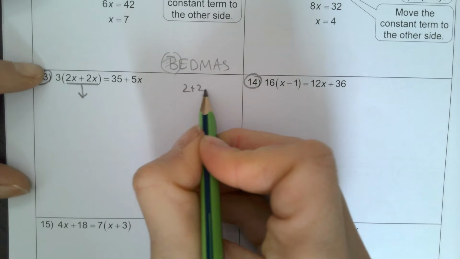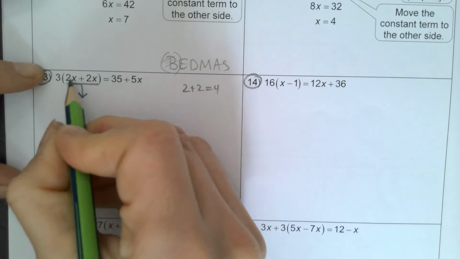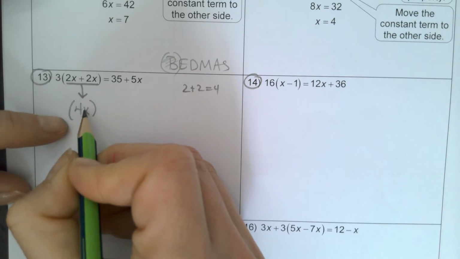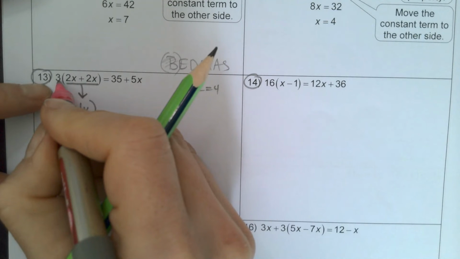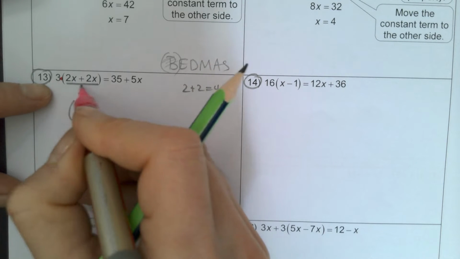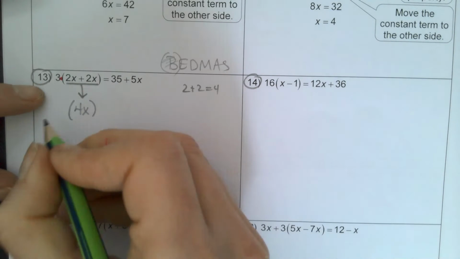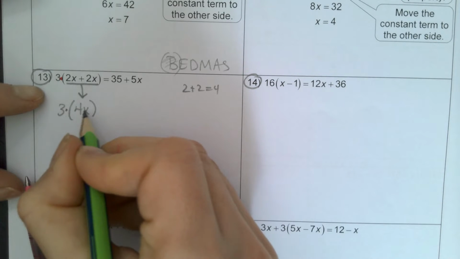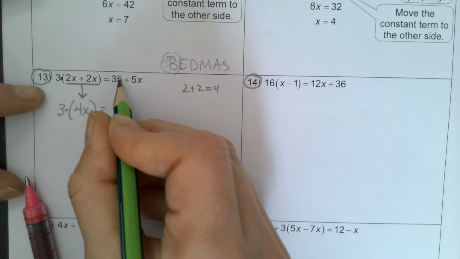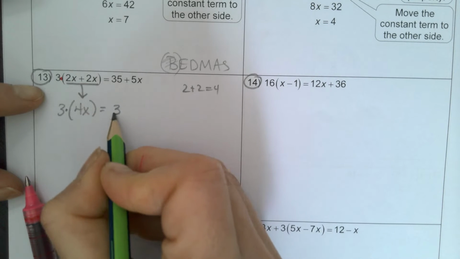2 plus 2 equals 4. So this is 4x. Keep the brackets because look, this 3 is touching the bracket, so it's a multiply. So it's 3 times all of this, so I want to keep it the same. 3 times this. Can I put those together? No, because this doesn't have an x. So I just write it same.